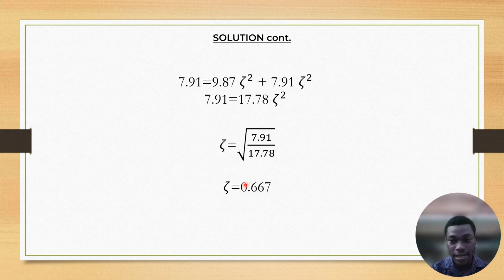This value represents the damping ratio of the system, which tells us how oscillatory the response will be. A damping ratio of 0.667 indicates that the system is underdamped, meaning the system will oscillate before settling at its steady value. The next step is to determine the natural frequency of the system, which will be explained by the next presenter.